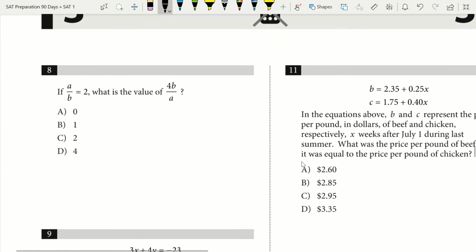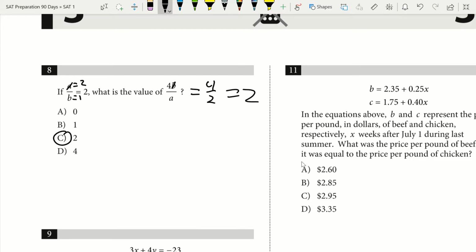If A over B equals 2, what's the value of 4B over A? Okay, that means that B could equal 1. That means A could equal 2 because 2 over 1 is 2. If B is 1, then I got 4 times 1, which is just 4. And then I've got that over A. A is 2. That's 4 over 2, which just means that that's going to be 2. So answer there is going to be C for number 8.